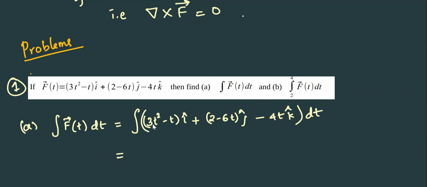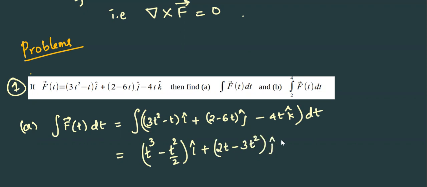So we get, 3t square integral is t cube minus t square by 2 times i, plus 2t minus 3t square antiderivative, minus 2t square times k. This is the integral, straightforward.